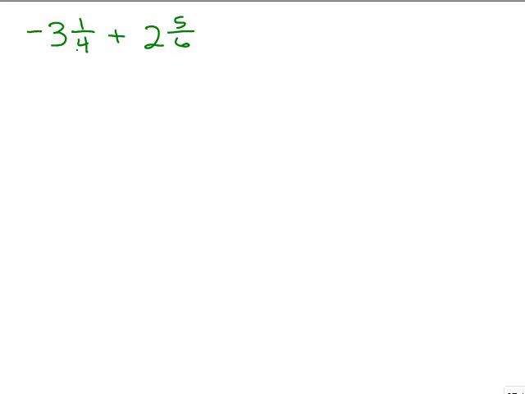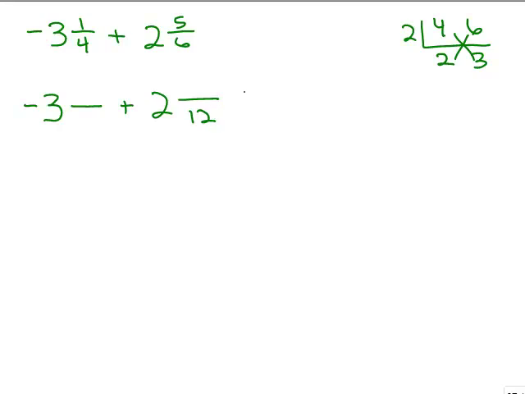Alright, so let's do that. What's the least common denominator between 4 and 6? Well, there are lots of ways to figure it out. Hopefully you got 12. So I need to rewrite 1/4 in terms of 12s, and I have to write the 5/6 in terms of 12s. So I'm going to move this over a little bit.